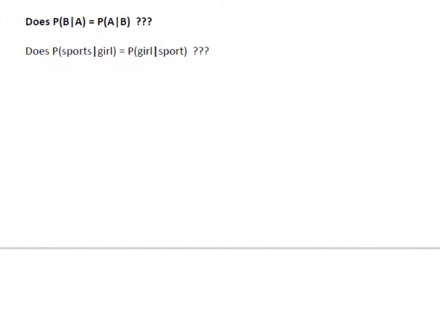Some of you may be saying to yourself, okay, well, these conditional things, these B's and A's, do they really matter, the order in which I do them? So let's take a look. If you go back to the table and consider this, does the probability of B given A equal the probability of A given B? In other words, does the probability of choosing sports given you're a girl equal the probability of being a girl given they chose sports as what they wanted to excel at?